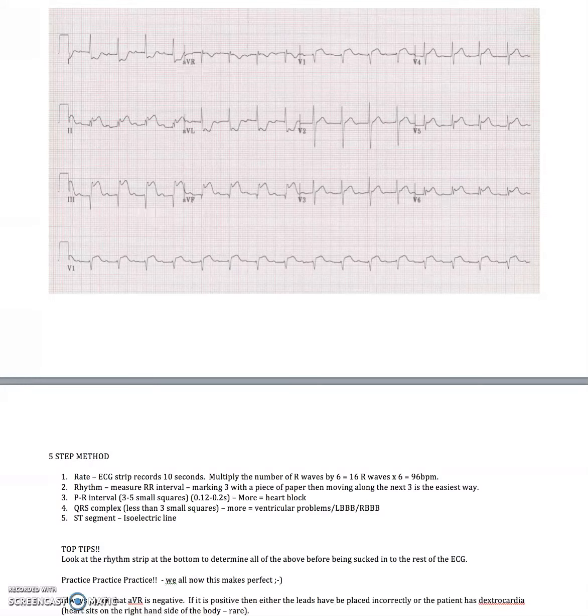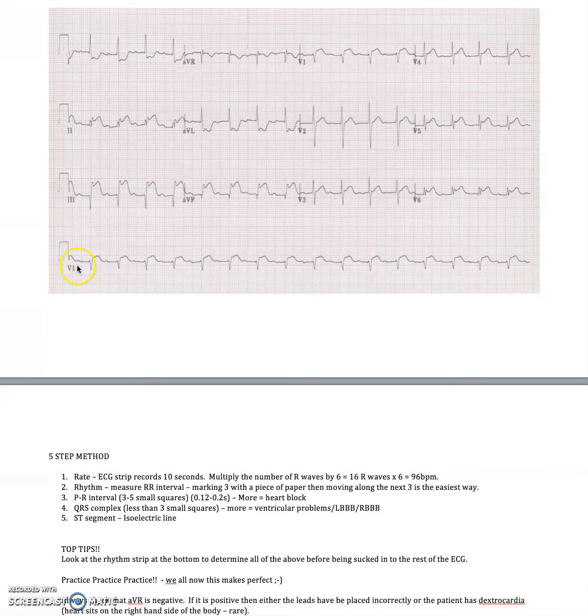But here we go. So as I said, you've got to have a structured approach. There's many different ways, many different methods to interpreting an ECG, and I'm just going to tell you the way that I interpret them. So first of all, you need to be looking at the rhythm strip here. Don't get tangled up in all this confusion. We're focusing on this.